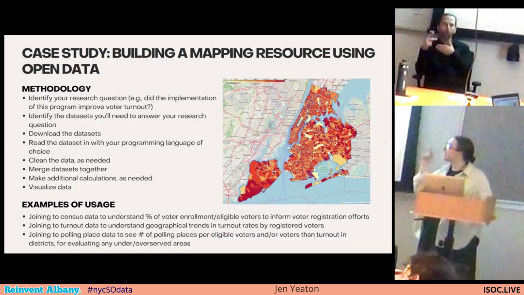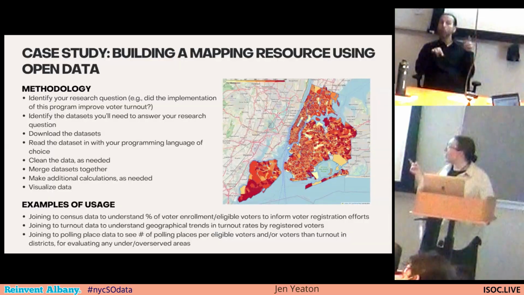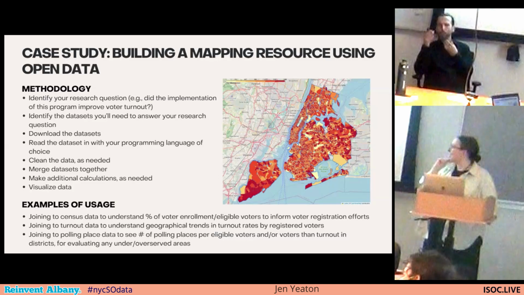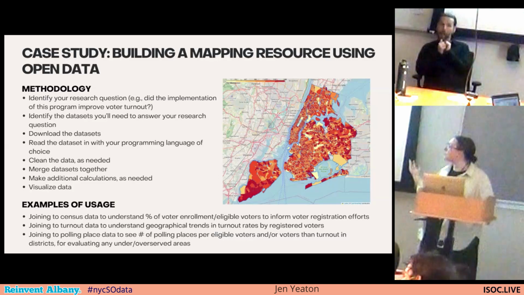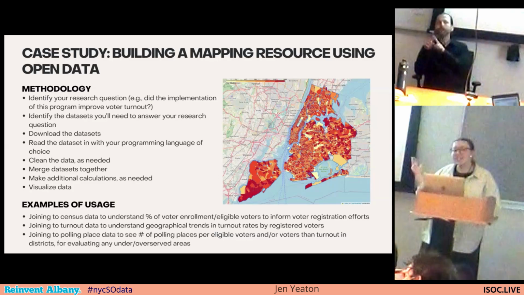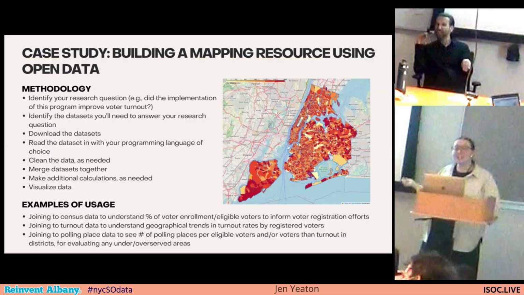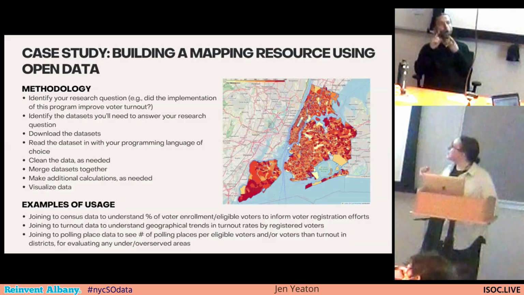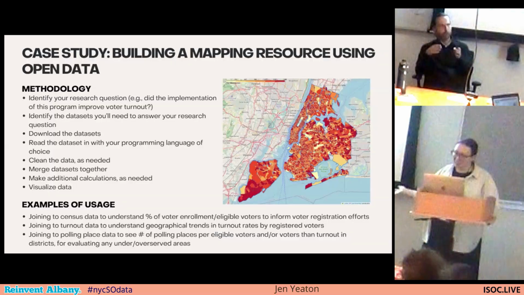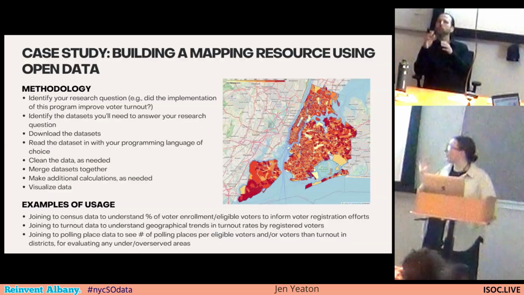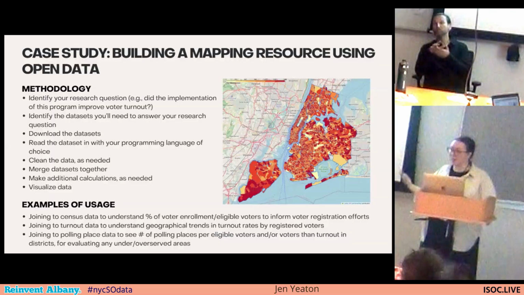It could be useful to look at polling place data on Open Data and see how accessible polling places are across different geographical areas, to see if that could be affecting people's ability to turn out to vote. So there are a lot of different directions you could go with all of these data sources and the great tools that are out there. And that's what we're going to talk about next.